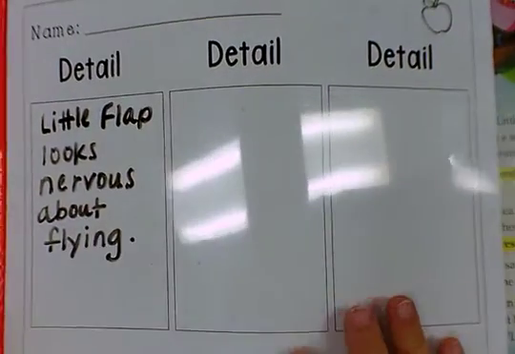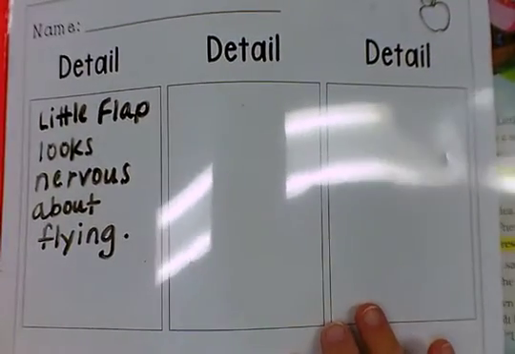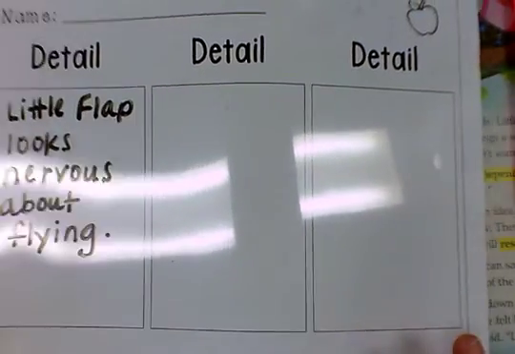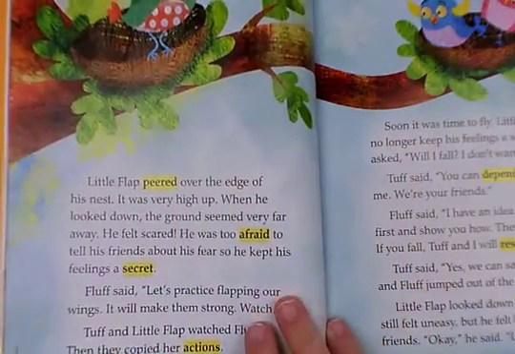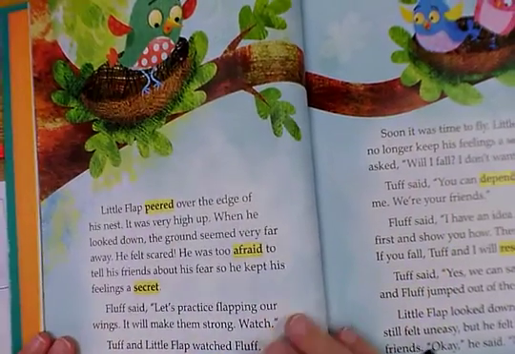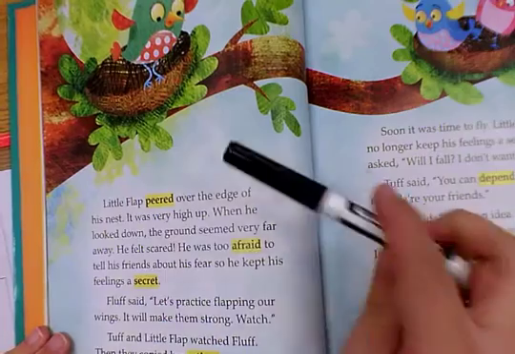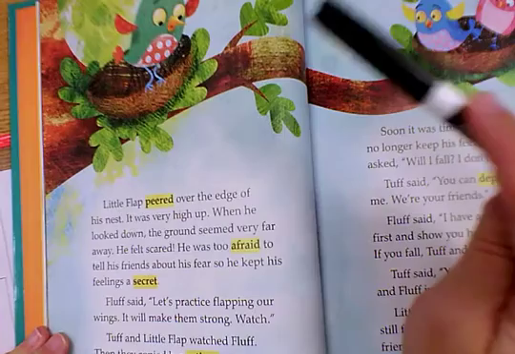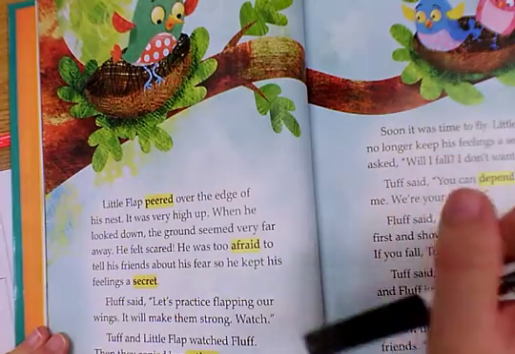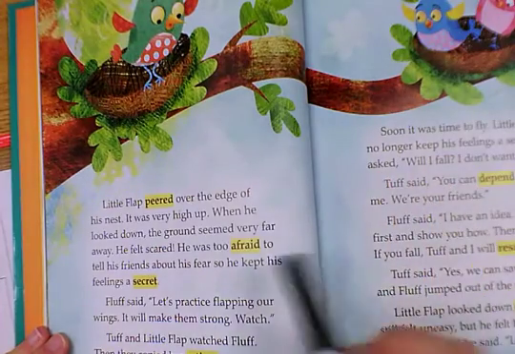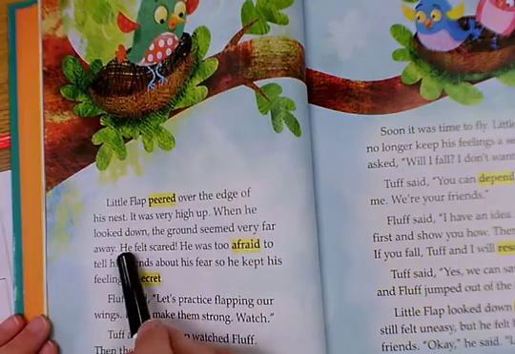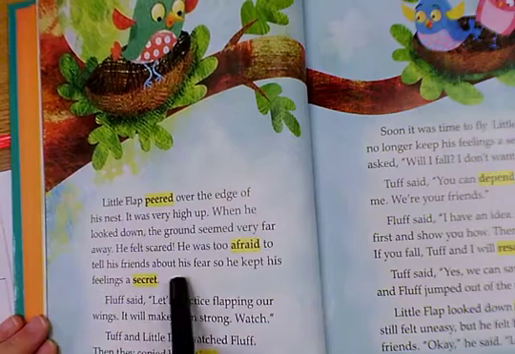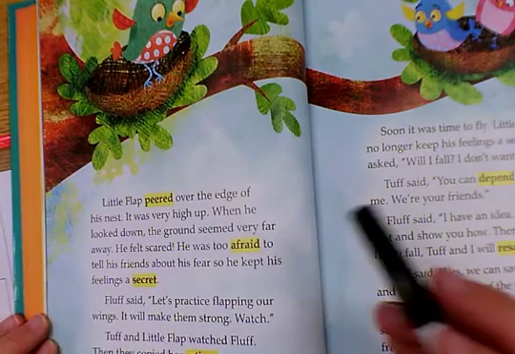Okay, and this is an important detail because it tells me about one of the main characters, and it tells me about how he's feeling during one of the most important parts of this story. And I'm able to better understand this detail by looking at the picture. I can see how nervous Little Flap is as he peers over the edge. And then I also could read it in the text too, because the text says right here on page 24, he felt scared. He was too afraid to tell his friends about his fear, so he kept his feelings a secret.